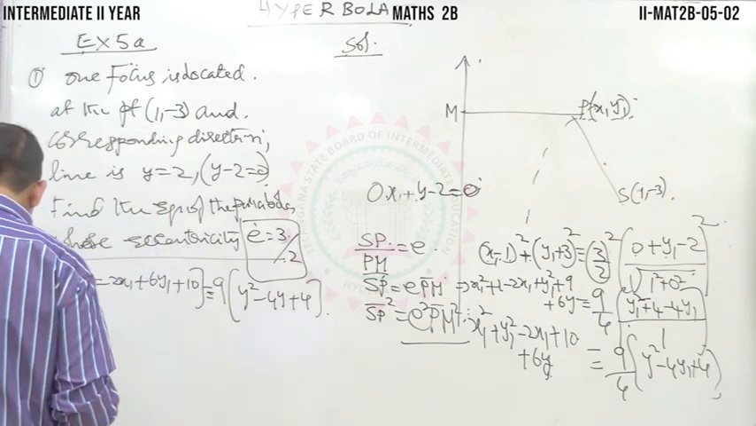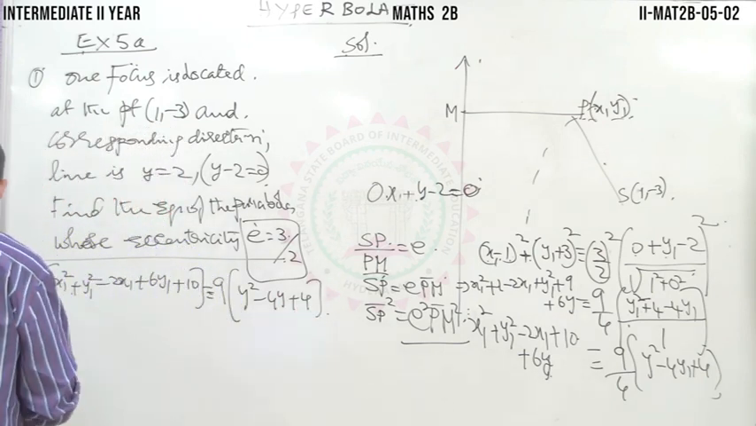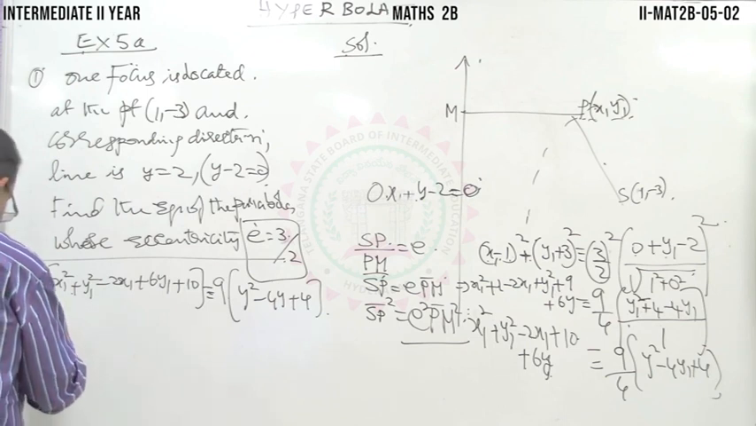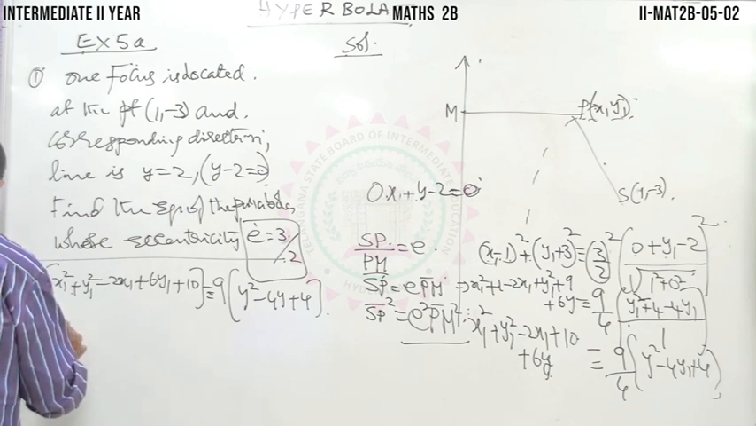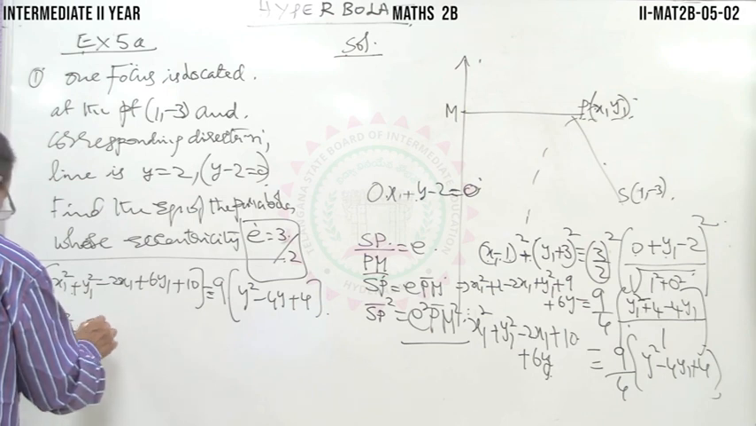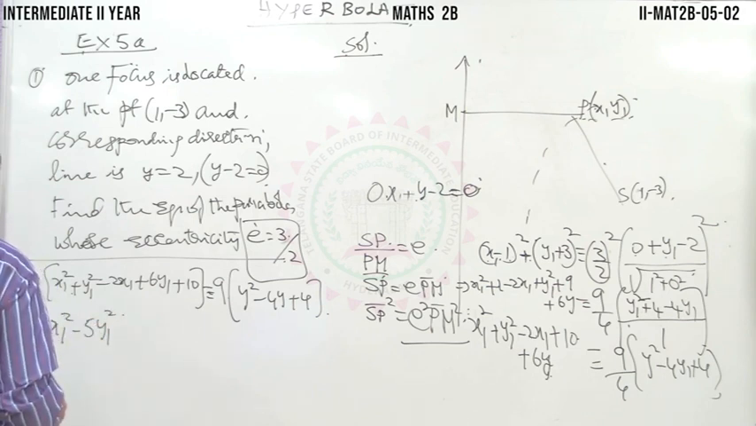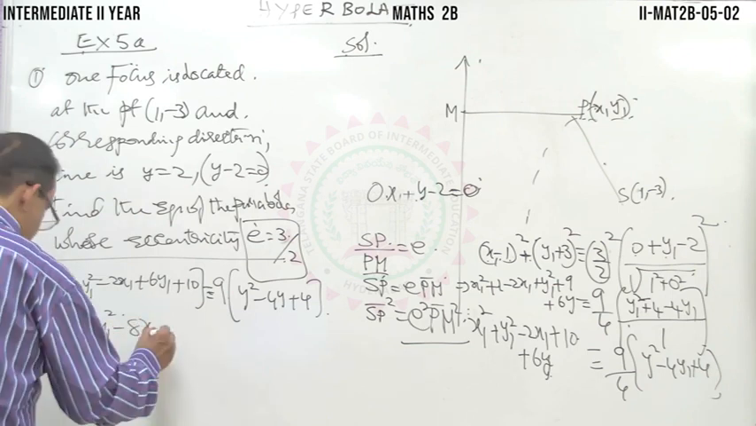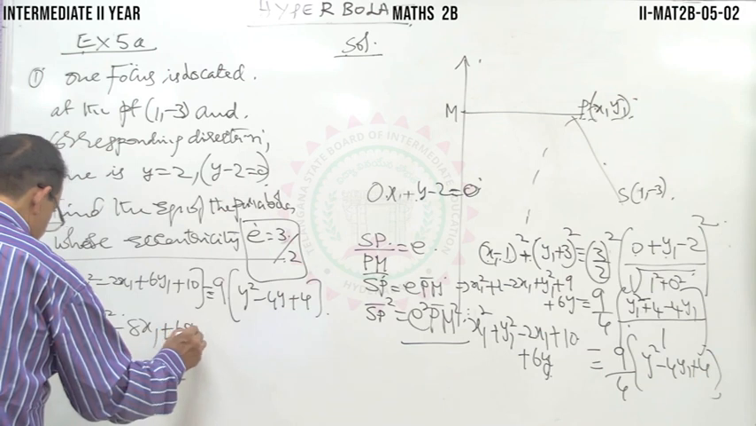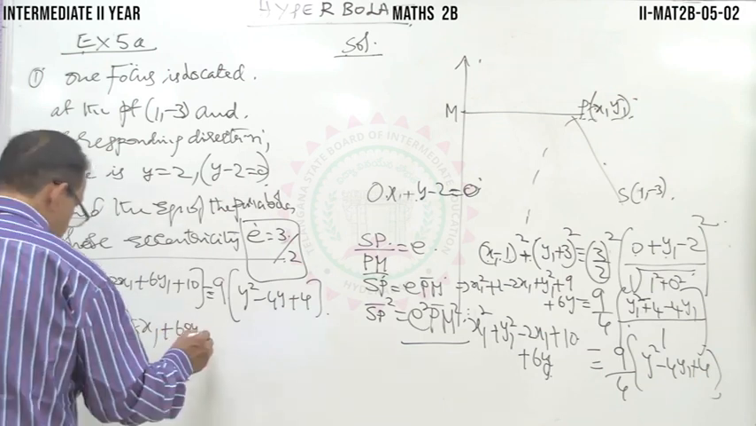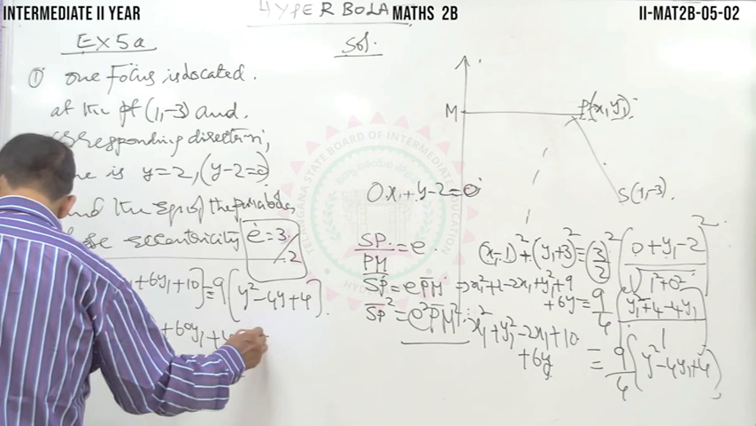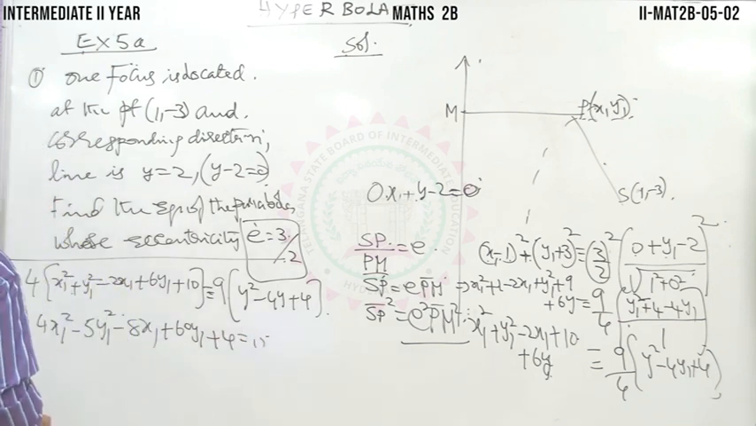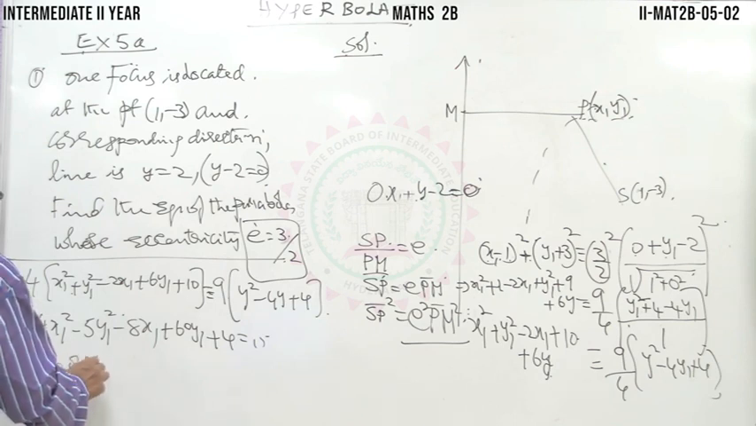On simplification and bringing to one side, we get 4x1 square minus 5y1 square and minus 8x1 and plus 60y1 plus 4 is equal to 0. So the locus of P is x1, y1. Now you know the locus of P x1, y1.